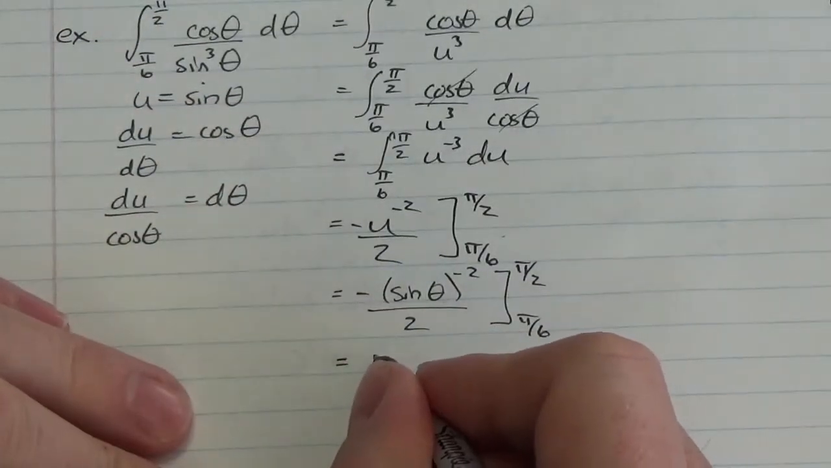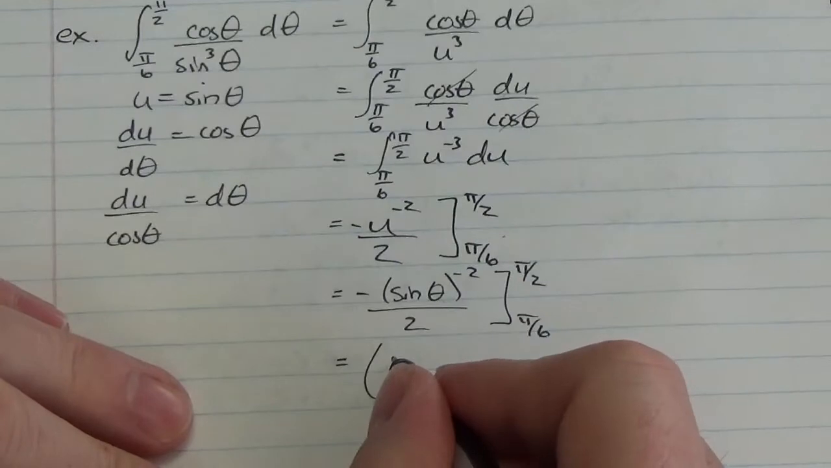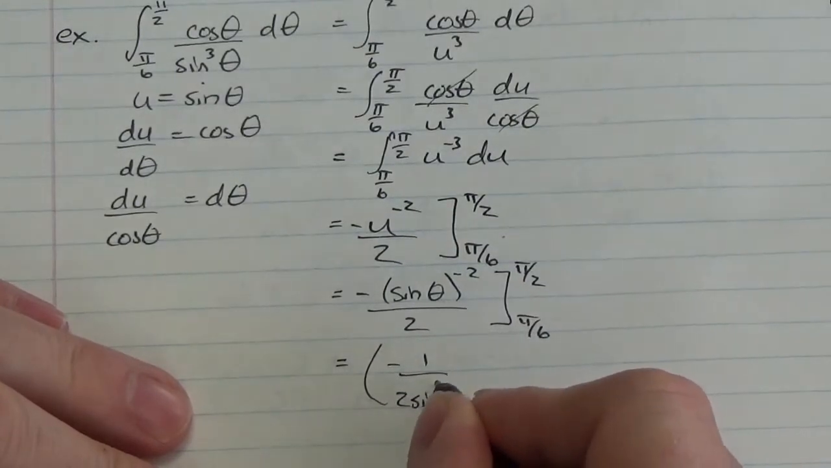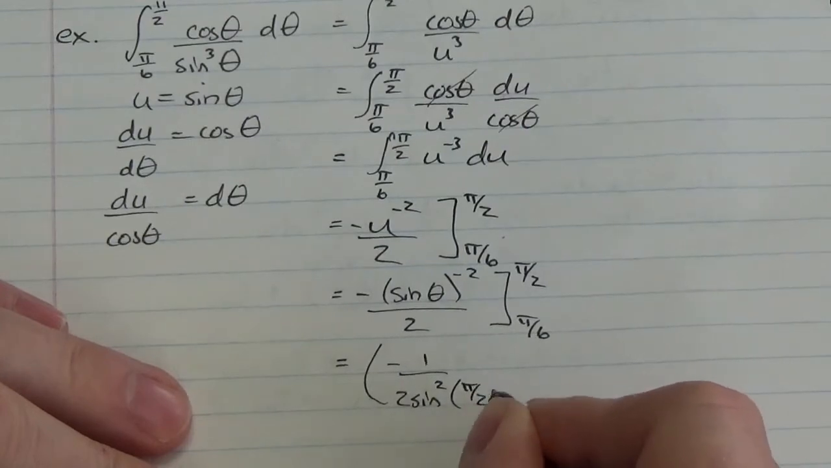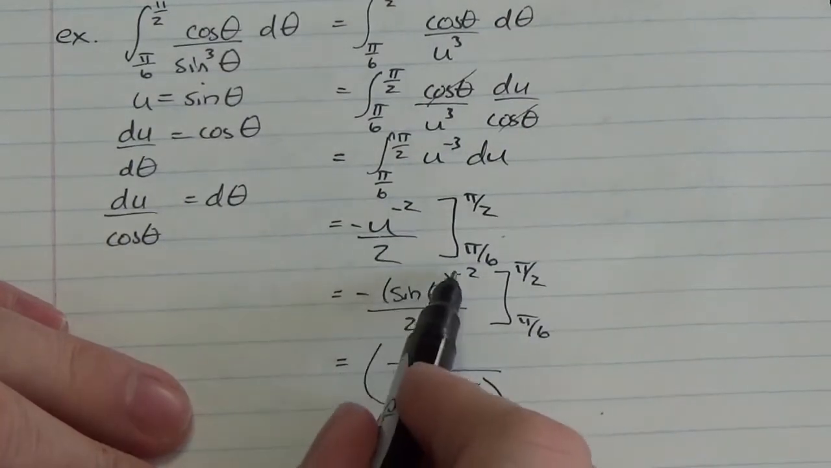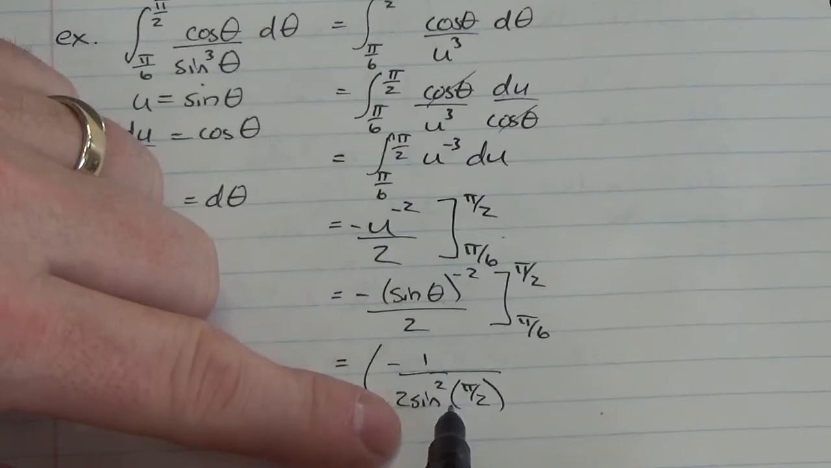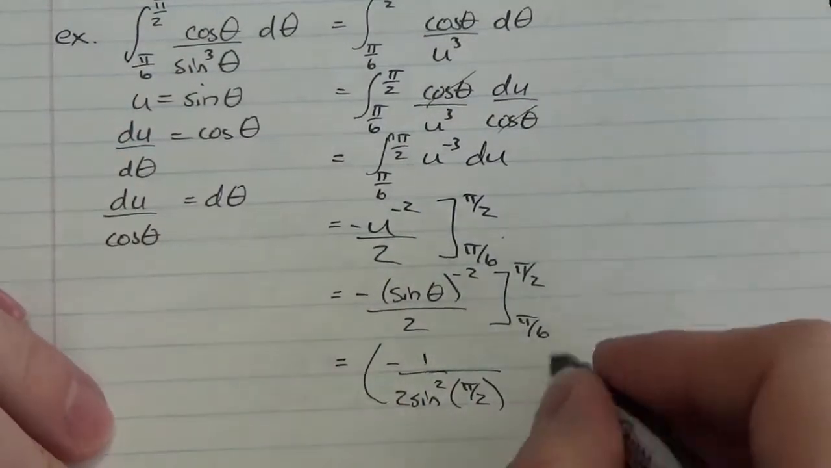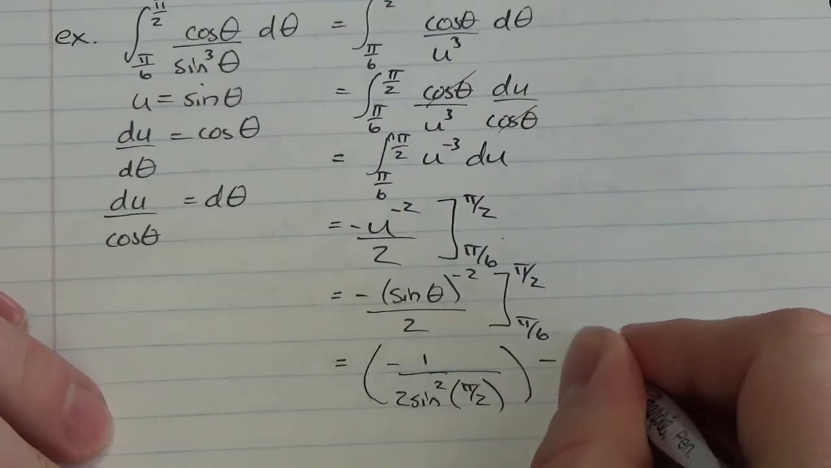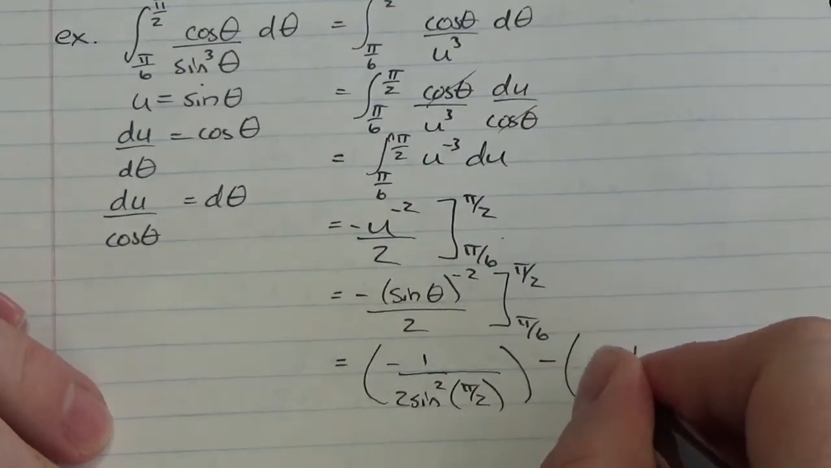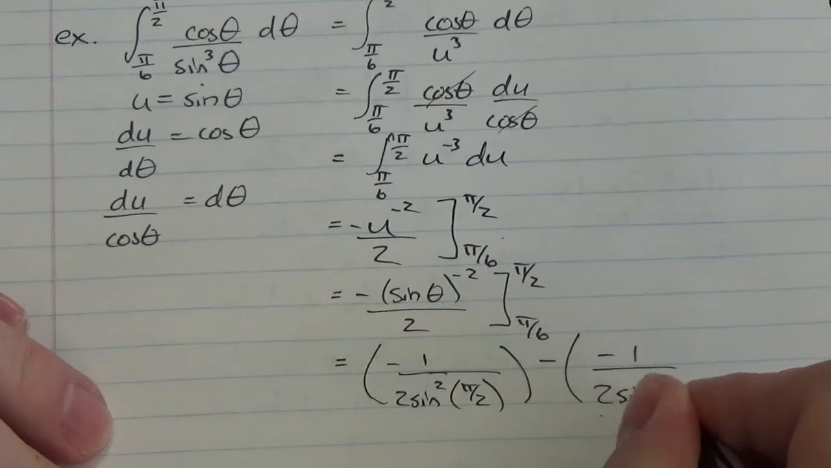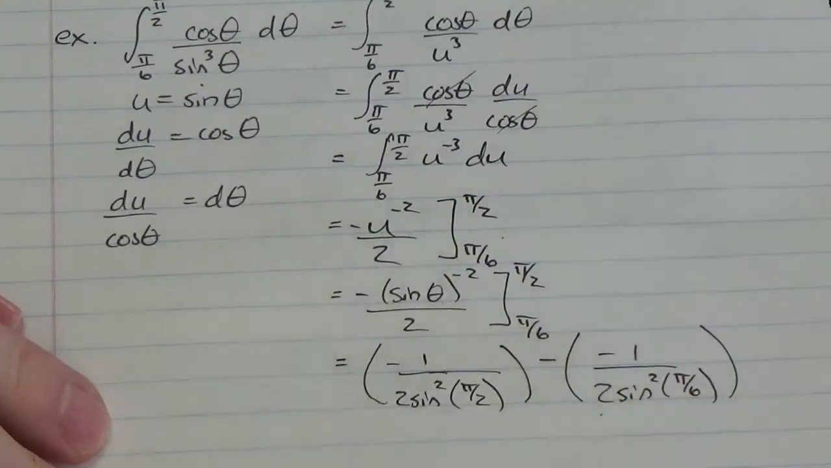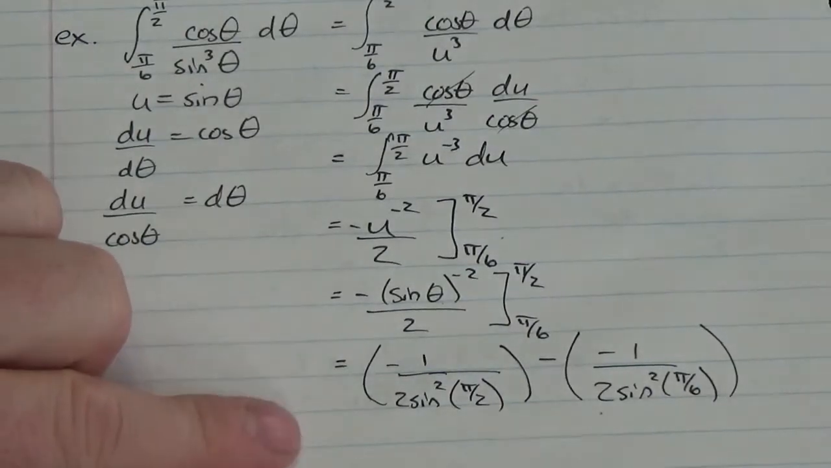So here's my first expression. This will be negative 1 over 2 sine squared of pi over 2, because there's my substitution. So I'm dealing with the negative, I'm bringing that down to the denominator, it's still squared, and I'm plugging in my upper limit. And then this will be subtract negative 1 over 2 sine squared of pi over 6. Now I better look at the screen, make sure everything's on there. And good, there we go.